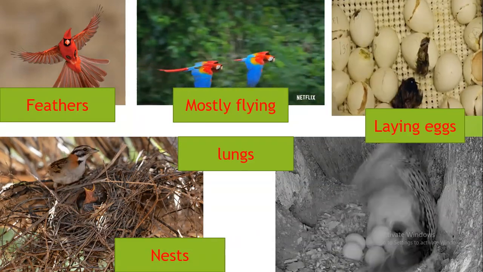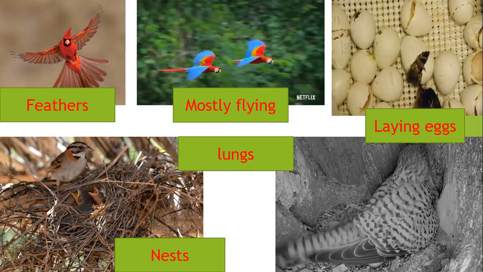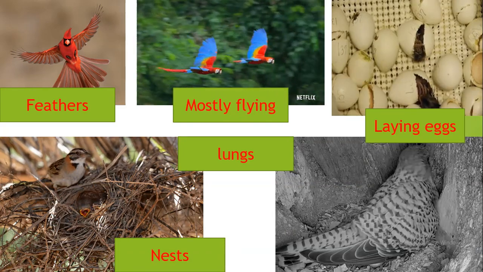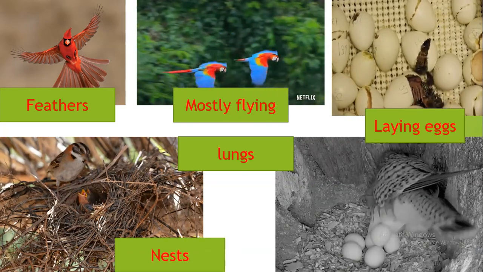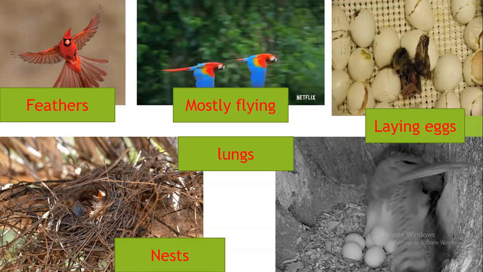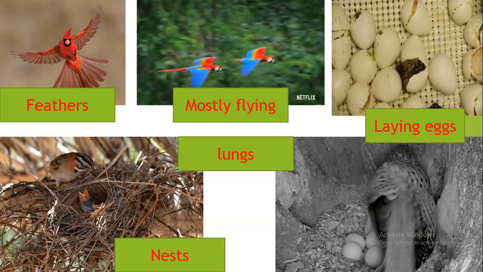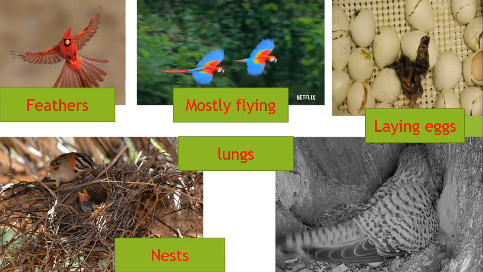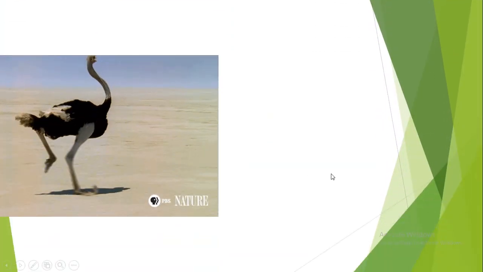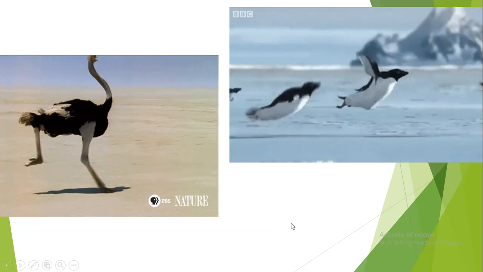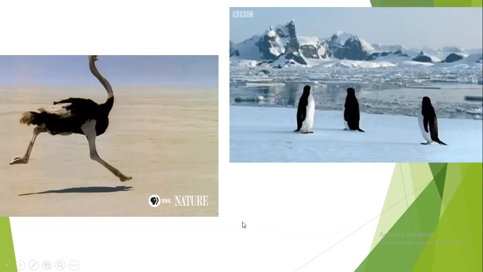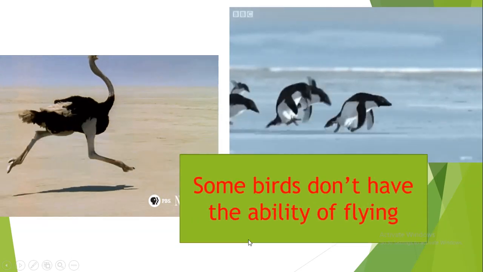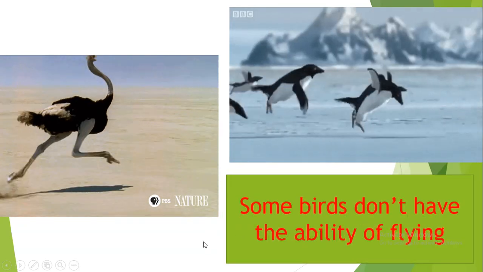Now, quick information: big birds like owls have hollow bones. And why is that? Because hollow bones make the bird lightweight so it can fly easily. Look at this ostrich here and these penguins. These are birds, but they cannot fly. They don't have the ability of flying.